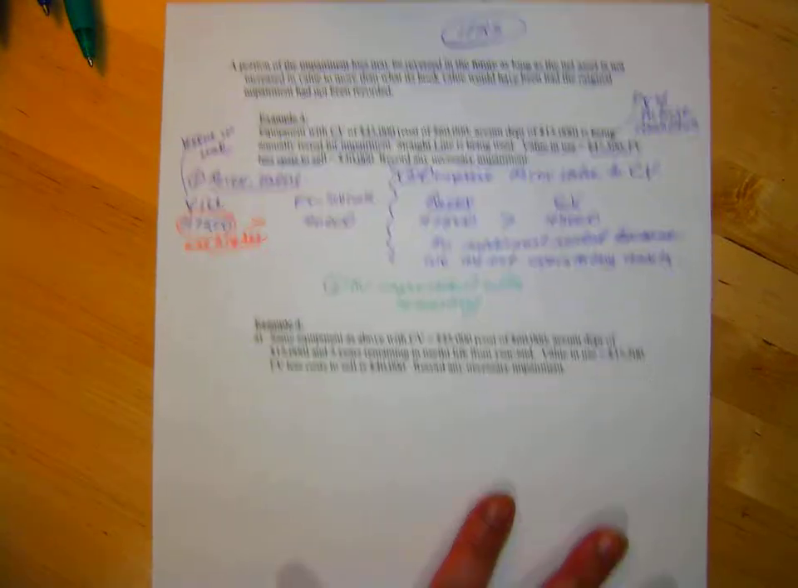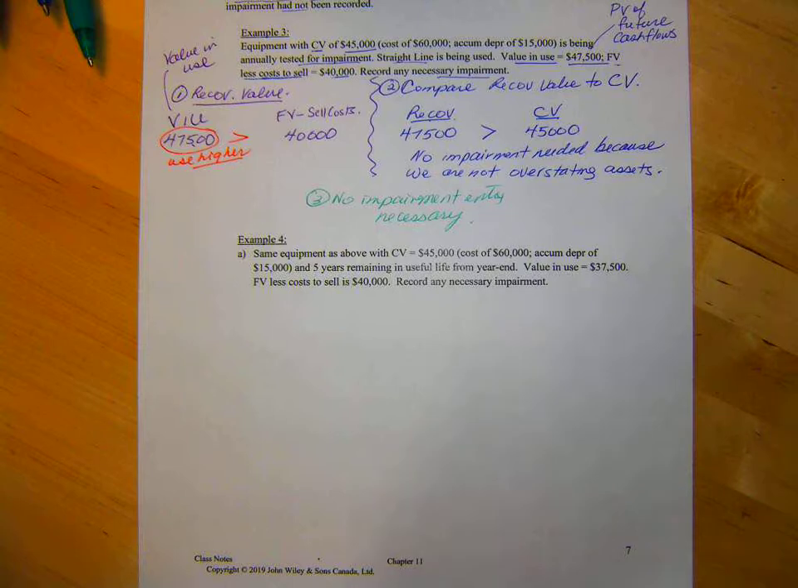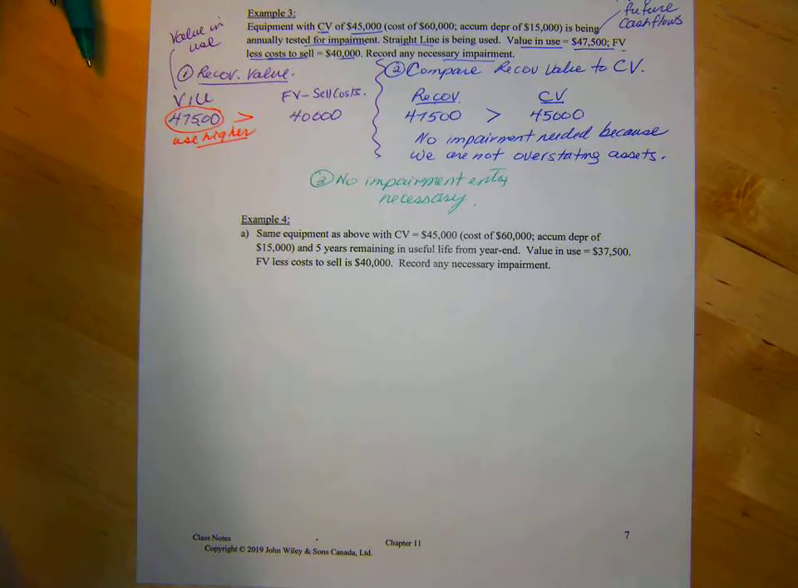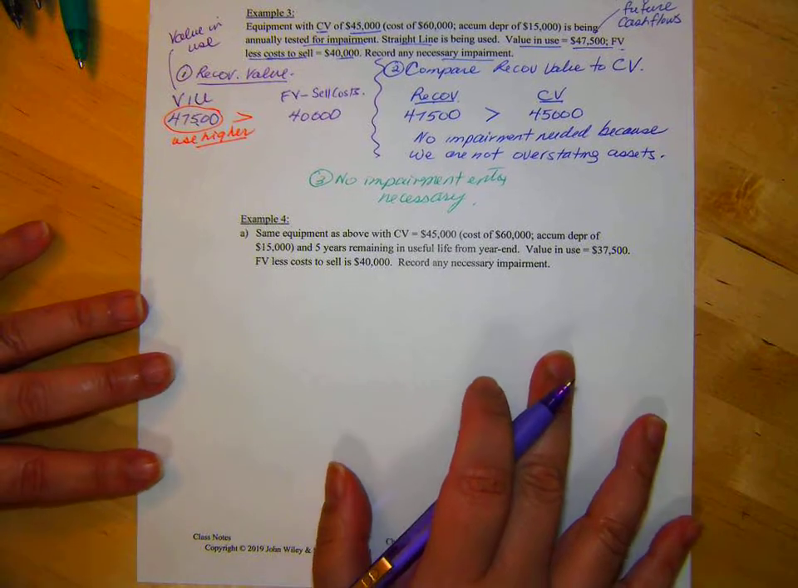Let's do example 4. You know what? You should put it on pause and try to do this. You can't do the entry because you don't know. Well, you could look back and see what it says. But just try and figure out if there's impairment or not. So put it on pause and give it a shot. And then come back and I'm going to go through it.